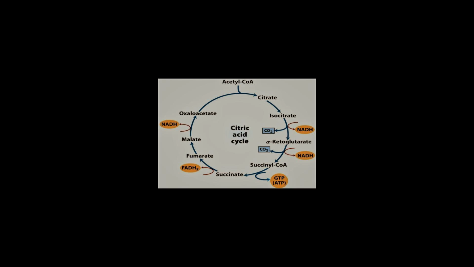Products of the first turn of the cycle are 1 GTP, or ATP, 3 NADH, and 2 CO2. Because 2 acetyl-CoA molecules are produced from each glucose molecule, 2 cycles are required per glucose molecule. Therefore, at the end of 2 cycles, the products are 2 GTP, 6 NADH, 2 QH2, and 4 CO2.